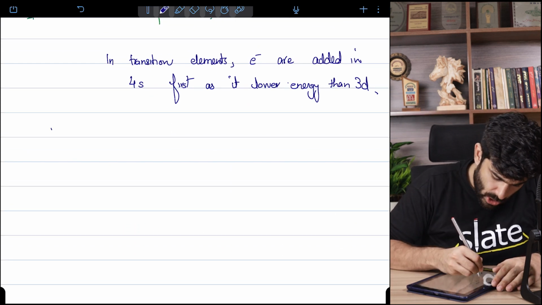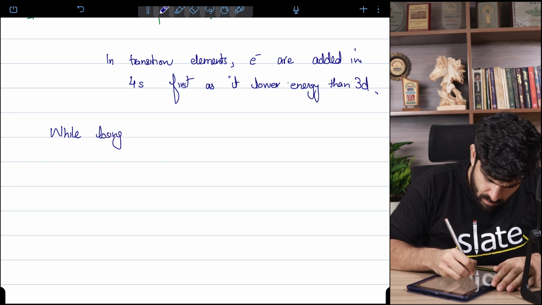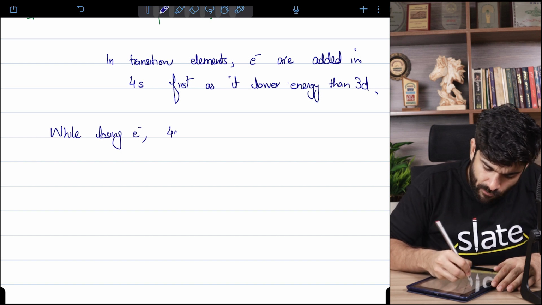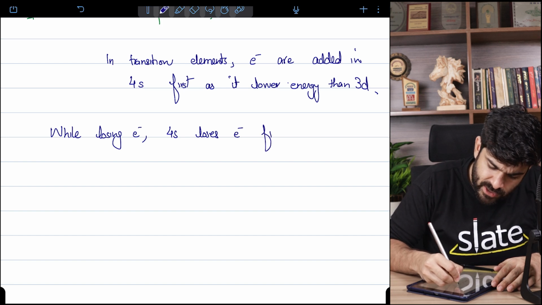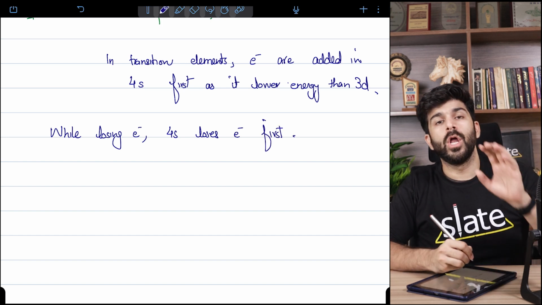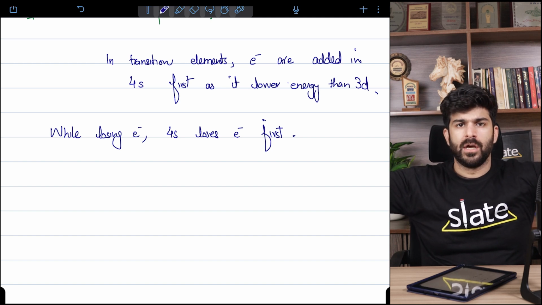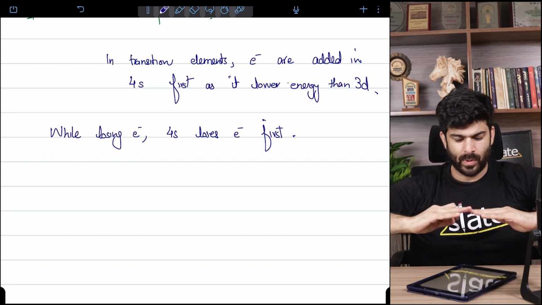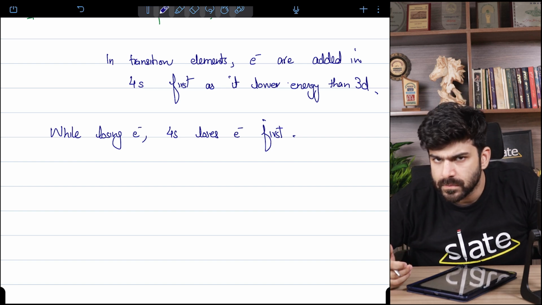But while losing electrons, 4s loses electrons first. Always, that is the rule because it is the outermost shell. 3d is the lesser one, 4 is the outermost. So outermost loses it first.